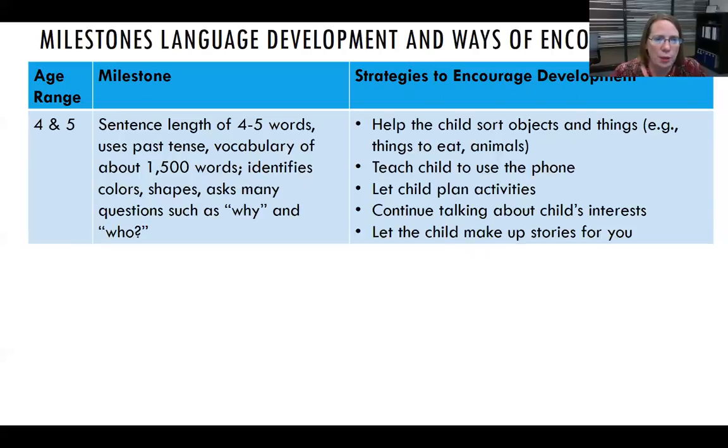Strategies to encourage development are to help the child sort objects and things. For example, things to eat and animals, are helping them categorize, you're helping them develop a schema. You can teach the child to use the phone. You can let the child plan activities. You can continue talking about a child's interests. So anything that they're interested in, they'll be more apt to continue to talk about. So that's why you would want to do that. And then let the child make up stories for you.